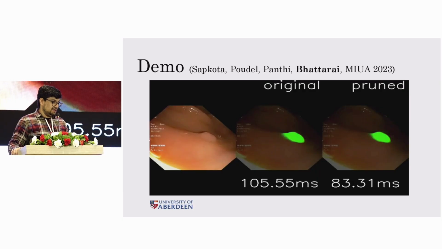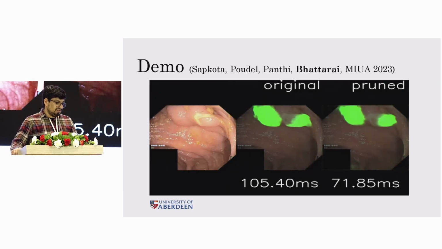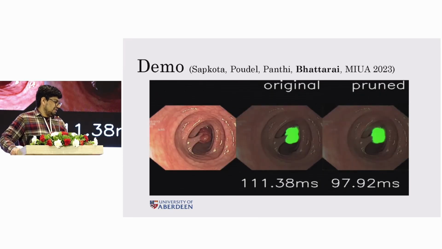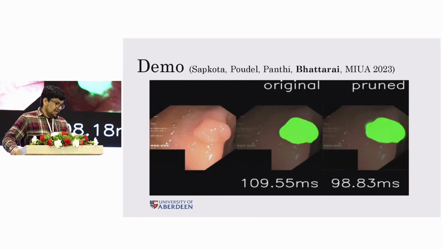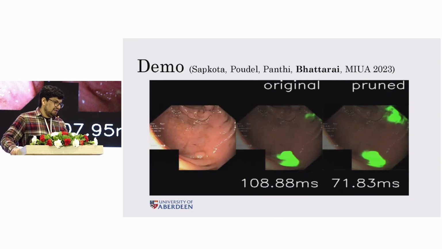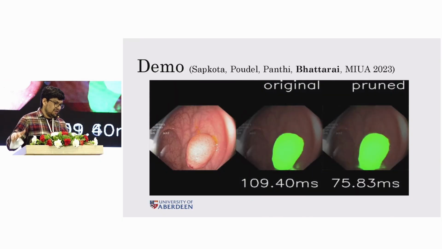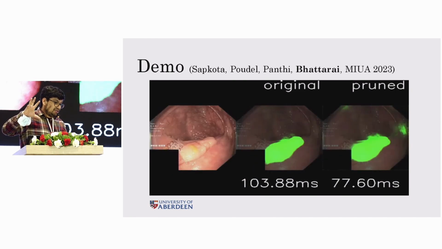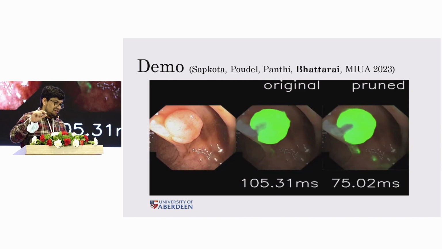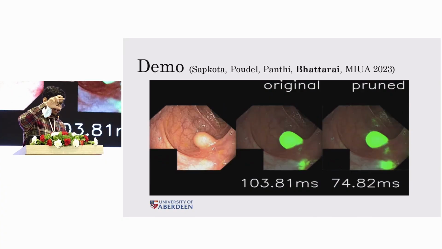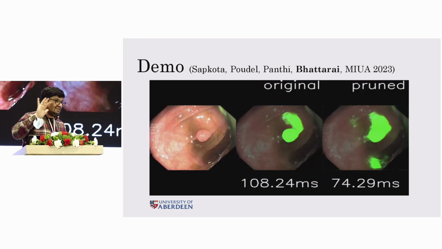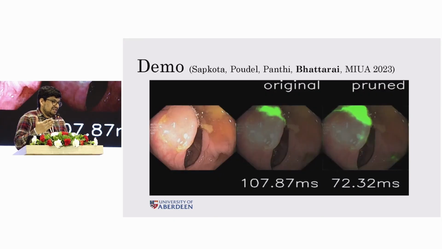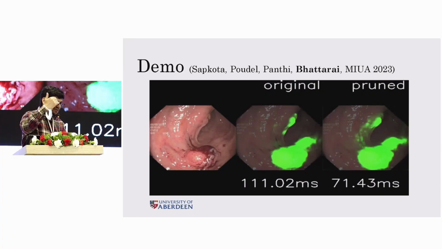I'd like to show you a video here. You can see the images from colonoscopy, the middle one is the original model, the deep network, and the right one is our pruned, small-size network. If you compare the performance, meaning the green area, the detection of polyps, it has not degraded much, but we reduced the parameters by a large margin. That makes it efficient to share the parameters.